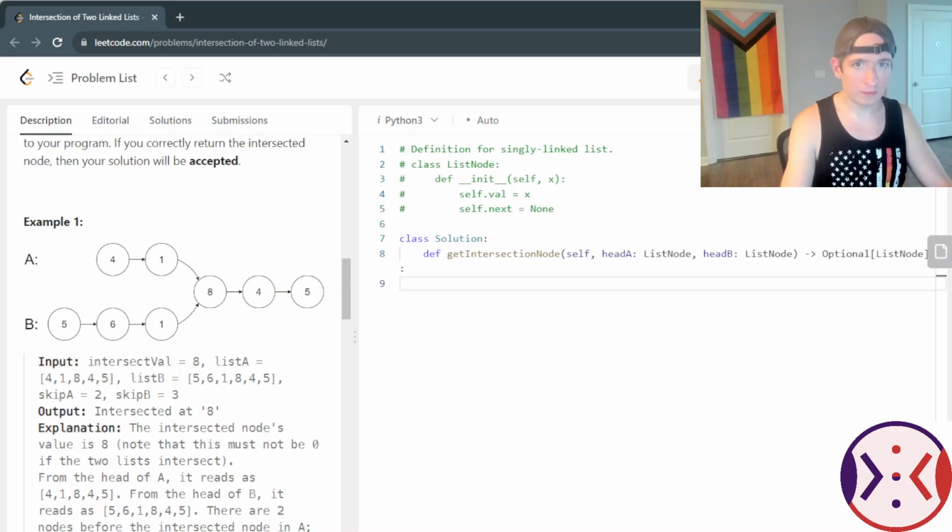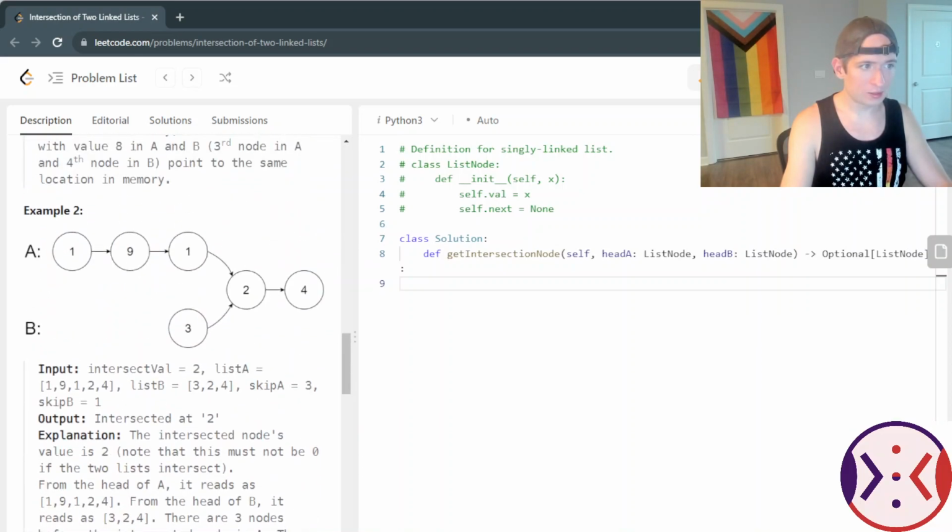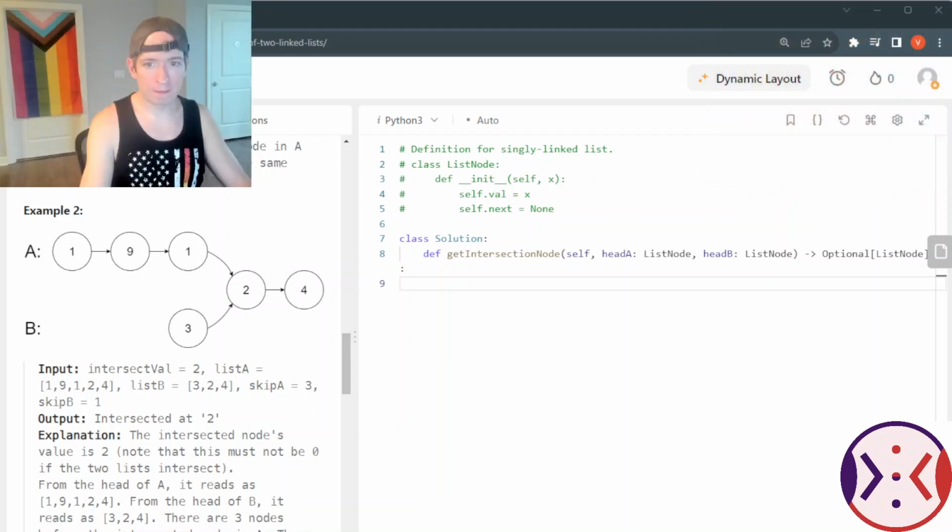So how would you do that? I believe there are a couple of different ways to solve this problem, but the way I think of it is realistically write a method to find the length of each list, and then whichever one is longer, advance that by the difference, and then traverse them at the same time. So let's do that together.